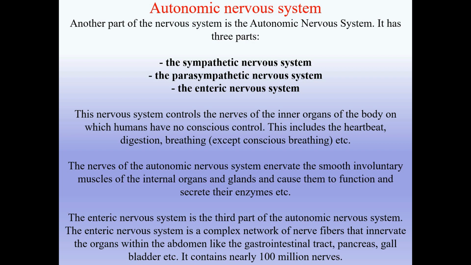Autonomic nervous system. Another part of the nervous system is autonomic nervous system. It has three parts: the sympathetic nervous system, the parasympathetic nervous system, and the enteric nervous system. This nervous system controls the nerves of the inner organs of the body on which humans have no conscious control. This includes the heartbeat, digestion, breathing, etc. The nerves of the autonomic nervous system innervate the smooth involuntary muscles of the internal organs and glands and cause them to function and secrete their enzymes, etc. The enteric nervous system is the third part of the autonomic nervous system. The enteric nervous system is the complex network of nerve fibers that innervate the organs within the abdomen, like the gastrointestinal tract, pancreas, gallbladder, etc. It contains nearly 100 million nerves.